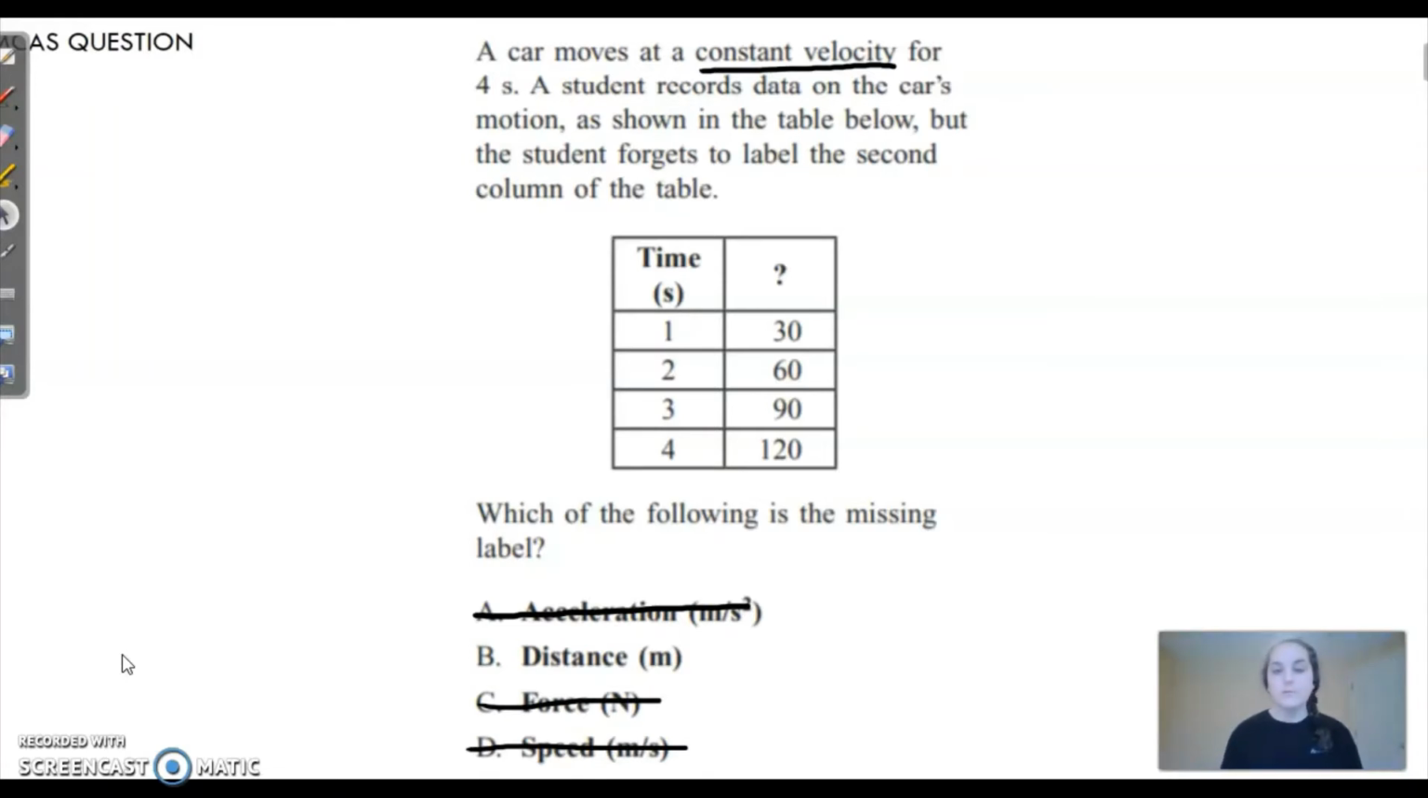In speed, well, we know that it's going at a constant velocity, so that's going to be a constant speed in a straight line. So that's not going to change either. In that table, we see that this is changing. They're going from 30 to 60 to 90 to 120. So that is going to be distance. As that time changes, we are going a certain distance over that time.